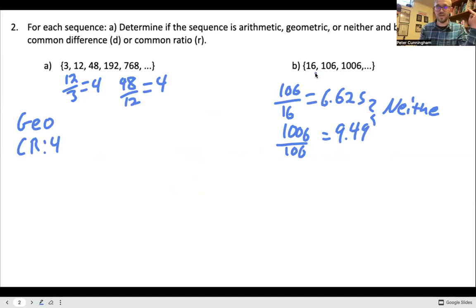And I could see that I'm not adding the same every time. To get from 16 to 106 is adding 90. If I added 90 again, I wouldn't be at 1006. So it's not arithmetic. It's not geometric. It's neither.